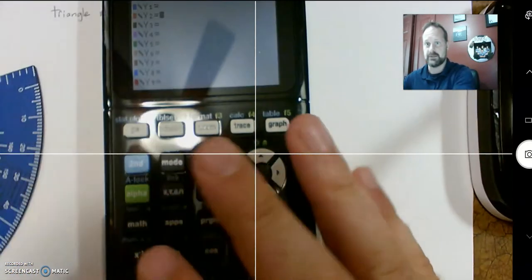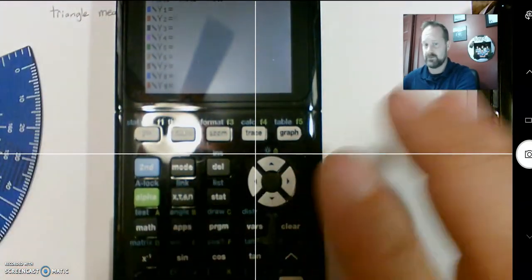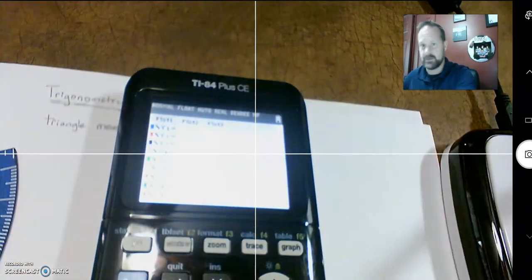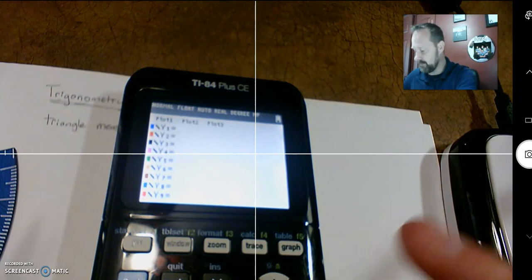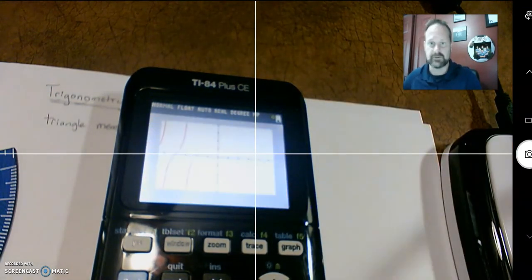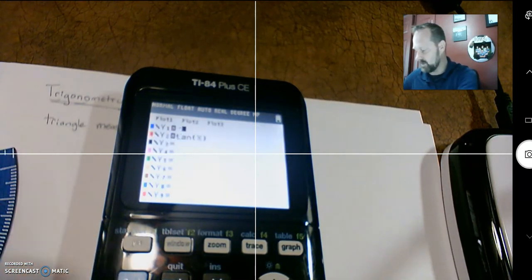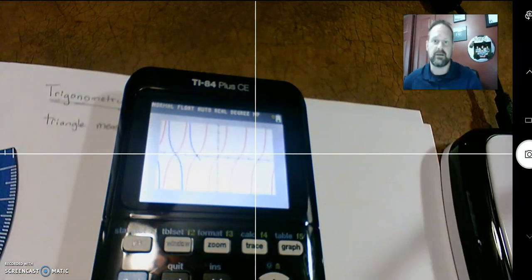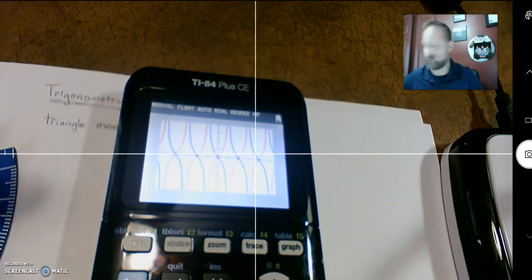Let me work on that glare there. Okay, let's see if we can do this without the glare. I always forget how bad the glare is. Okay, so let's say we had y equals tangent x. You can have a nice cool graph that looks like that. If I had y equals negative tangent x, we could create something fun here. We could make them the same color, or other than making cool patterns, what else could we do?